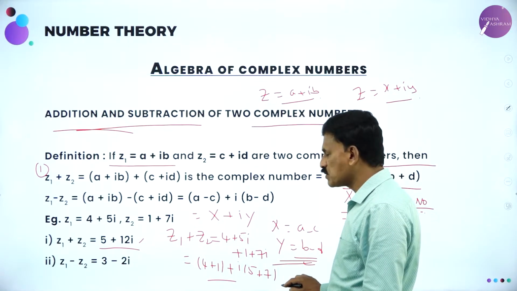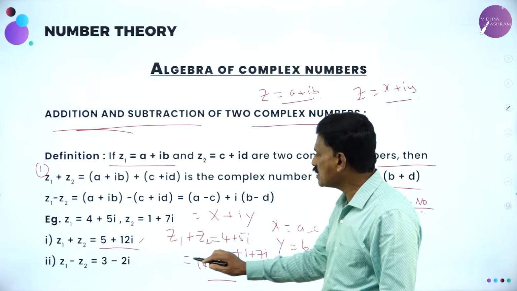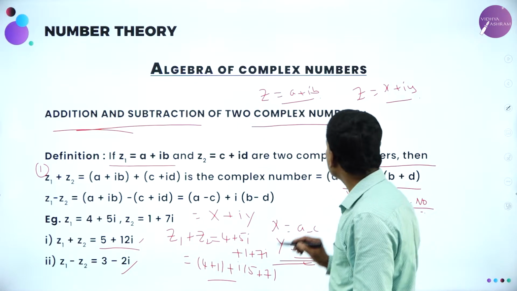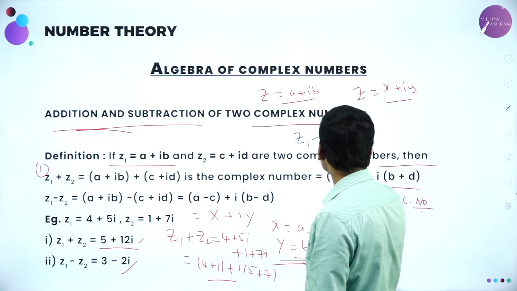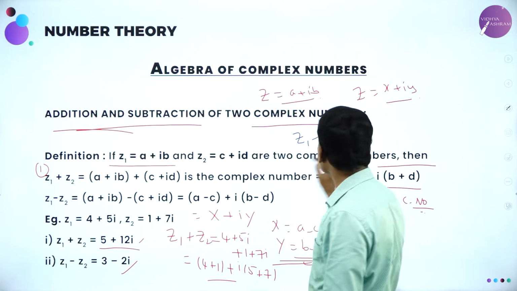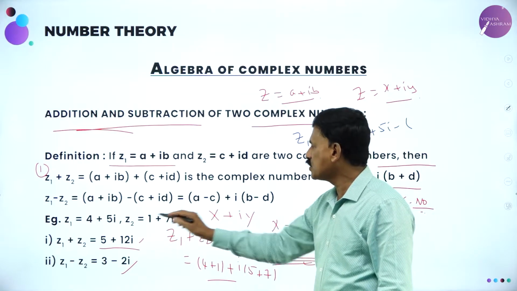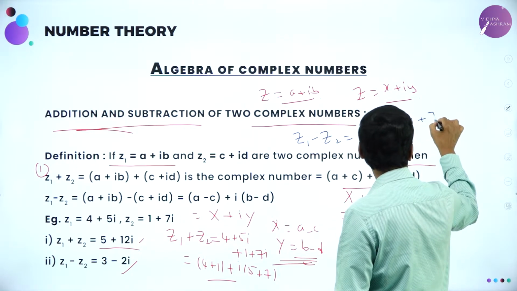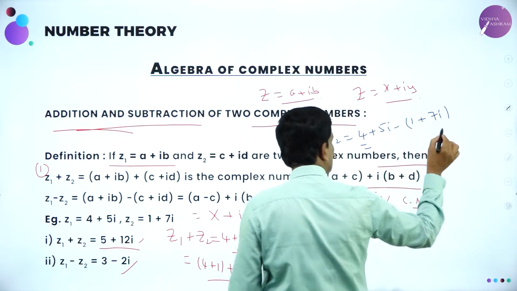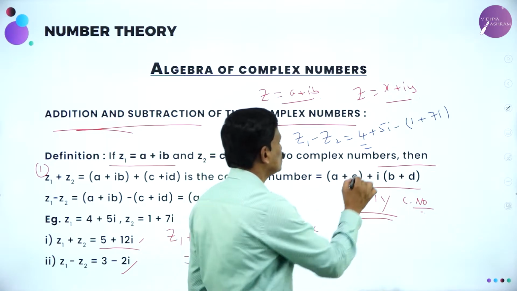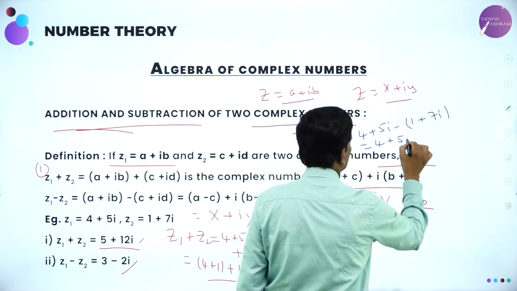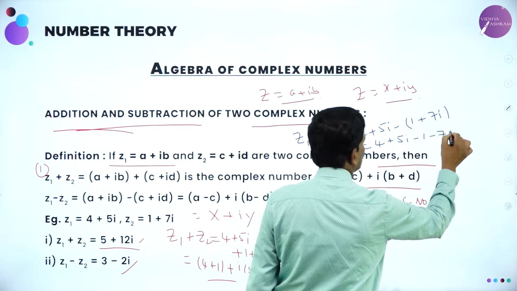5 minus 7 is minus 2. Plus into minus is minus. So this is nothing but 3 minus 2. I'll write here z1 minus z2. What is z1? z1 is 4 plus 5i. Minus z2. z2 is 1 plus 7i. Just multiply by the negative sign. So this is 4 plus 5i minus 1 minus 7i.